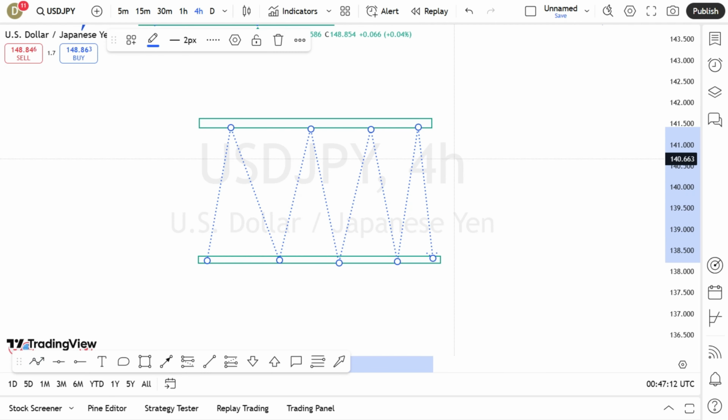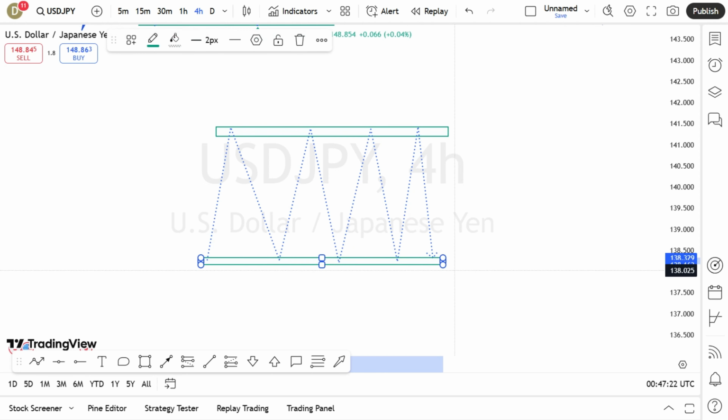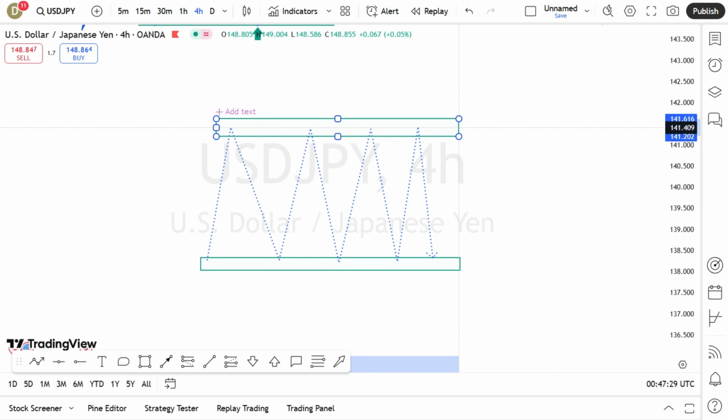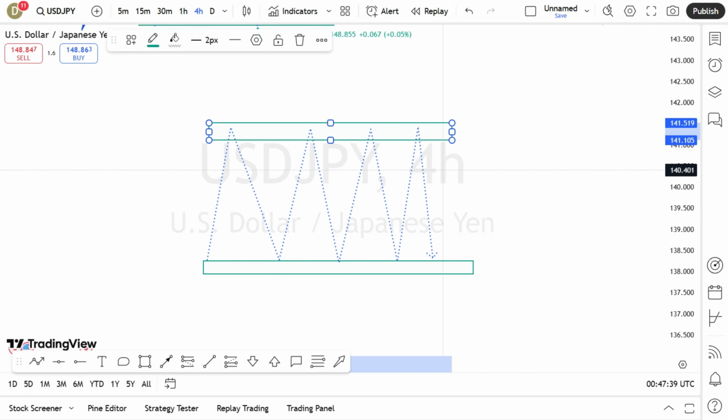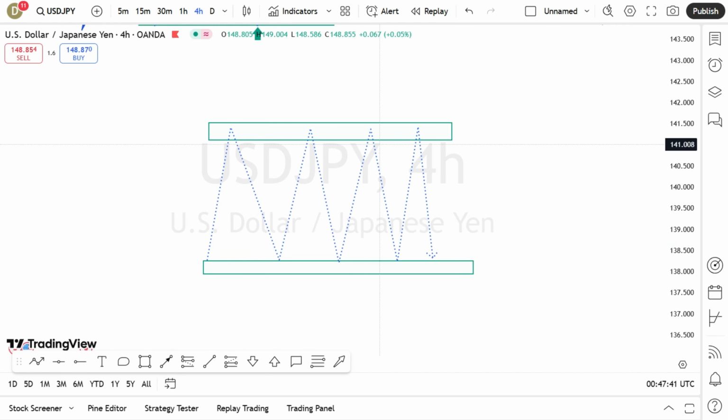So here is serving as what? Your resistance. Here is also serving as your support. Always in the ranging market, or consolidation market, or manipulation market, always wait for what? Breakout. Your support, your resistance, you wait for a breakout. You wait for a breakout out of the resistance zone. Price needs to break out.